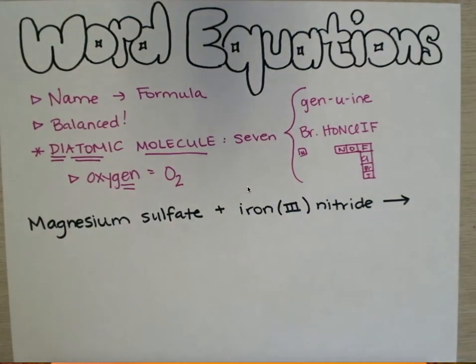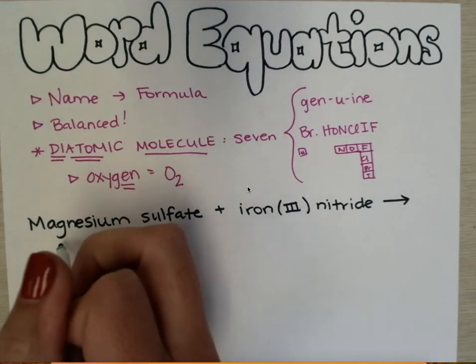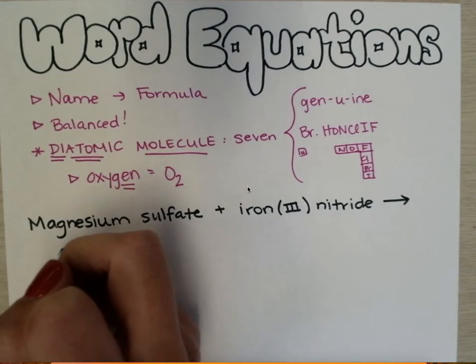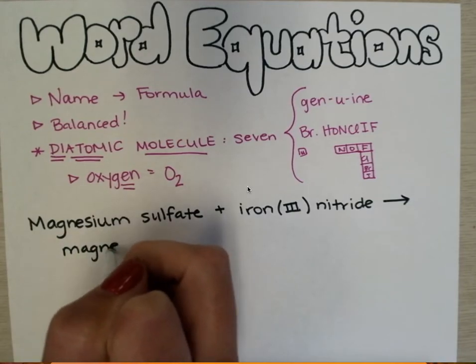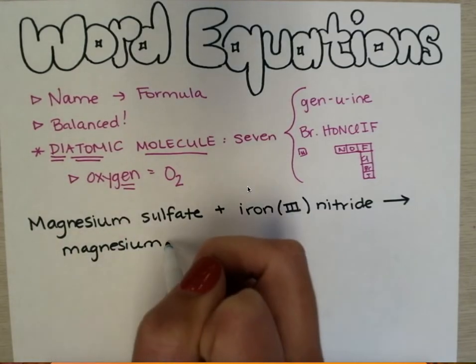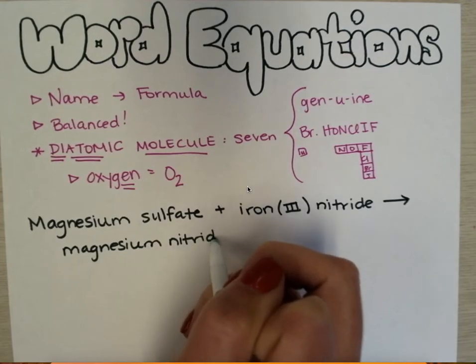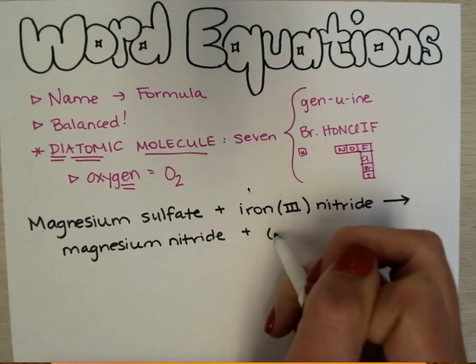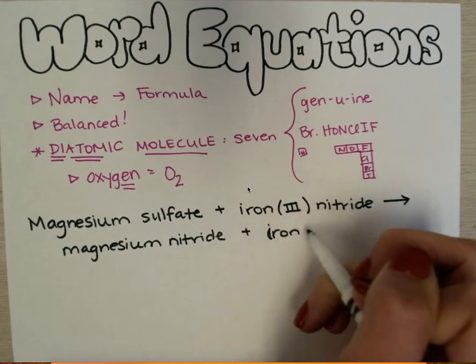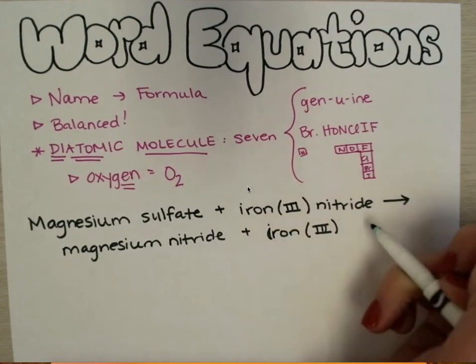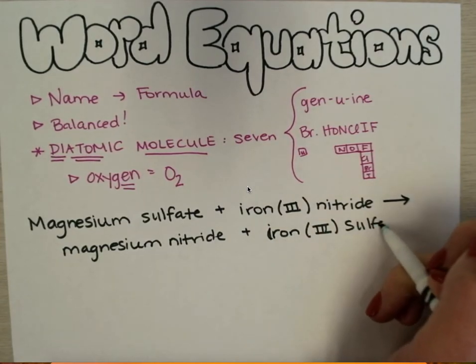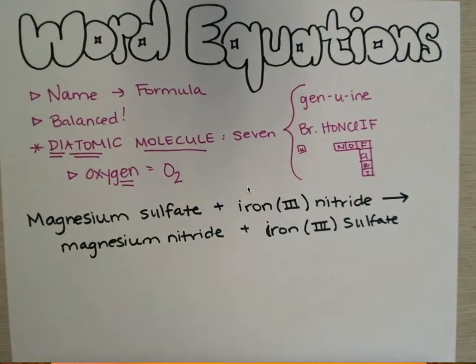And in our word equation, that's going to produce, I need the next line down, sorry, some magnesium nitride and some iron 3 sulfate. So if this is my word equation, it's like 4 namings and then balancing.